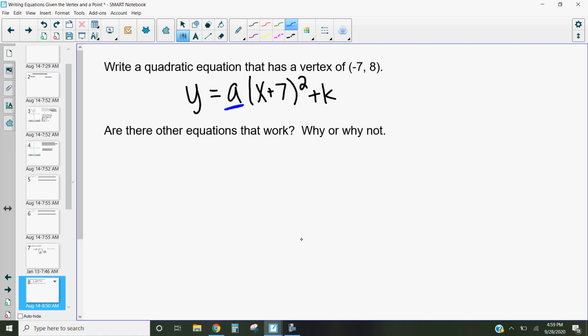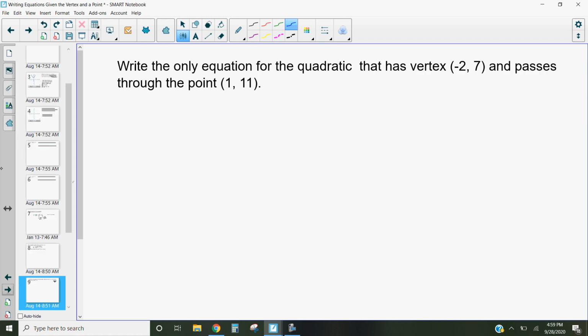So let's take a look at how our vertex and another point can help us write an equation. There's only one equation that we can write here. So remember, we're always going to refer back: if they give us the vertex, we want to use that vertex form. So let's refer back to our vertex form. y equals a times x minus h squared plus k. Now I want to substitute my vertex into this.